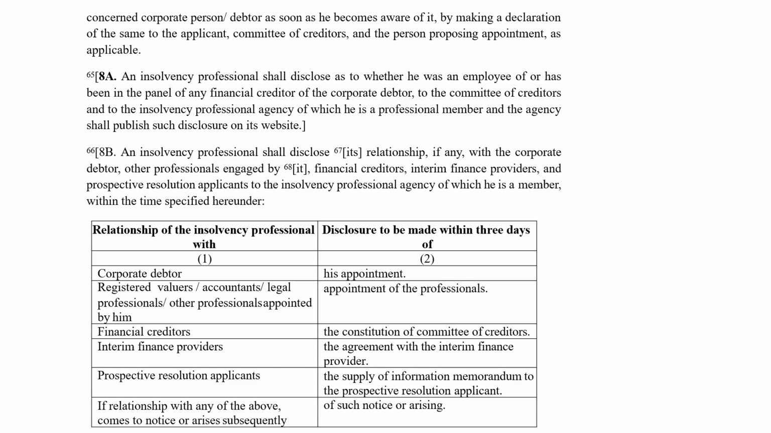तो ये And नहीं है, यहाँ कोई bar नहीं है. If you are in a panel of a banker, and that banker is the financial creditor of the CD, then there is no bar as to your appointment, but you have to make a disclosure. That okay, this UCO bank is one of the financial creditors, but I am on the panel of the bank.